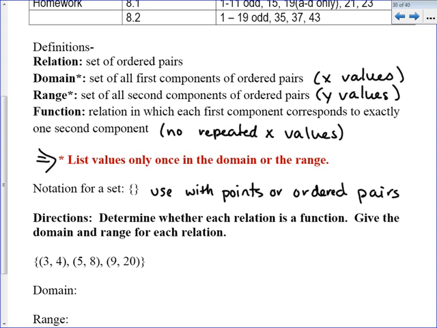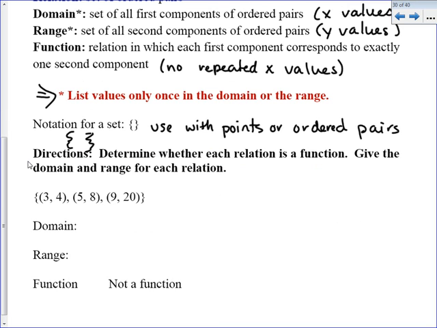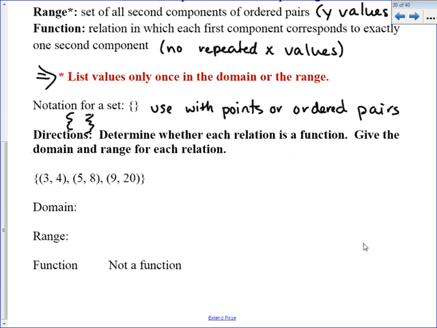Now, you don't need to be an artist drawing your squiggly brackets. So normally it looks like that. But if you can't do that, just make sure the line looks squiggly and not like a parenthesis. And we're good. Just to show me that it's a set. And we use that when we're working with ordered pairs. So our directions here: determine whether each relation is a function, and give the domain and range of each relation. So we have a relation, it's just a set of ordered pairs. We know it's a set because it's in the squiggly brackets.